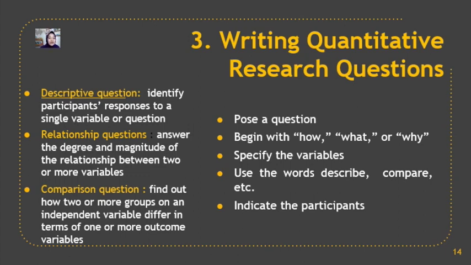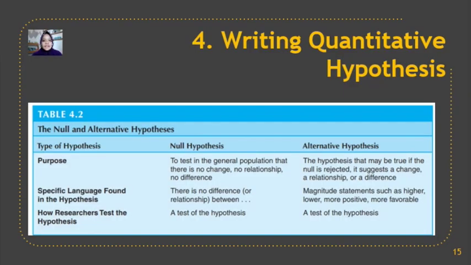Actually, there are three research questions here. The first is the descriptive question, the second is the relationship question, and the third one is the comparison question. And these three kinds of questions can help us to write, of course, the quantitative hypothesis.